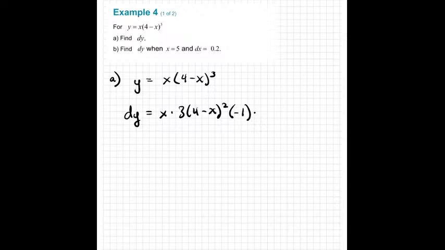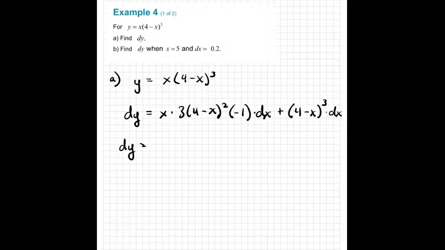So the first times the derivative of the second plus the second times the derivative of the first. The derivative of x is 1, so I'm going to say dx, right? Okay, I could factor out dx from both of these terms. Actually, is that what we want? Yeah, let's just go ahead and do that. So then dy is going to be, and I'm going to expand, and let me see. We can actually factor out 4 minus x squared dx.